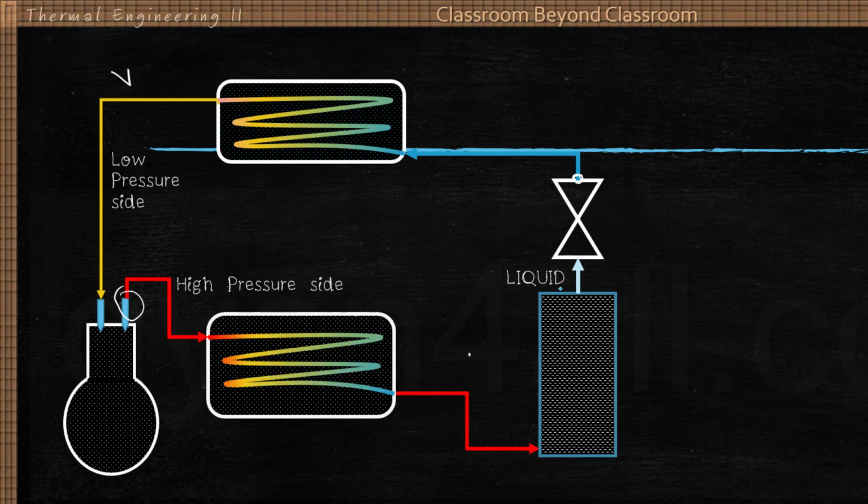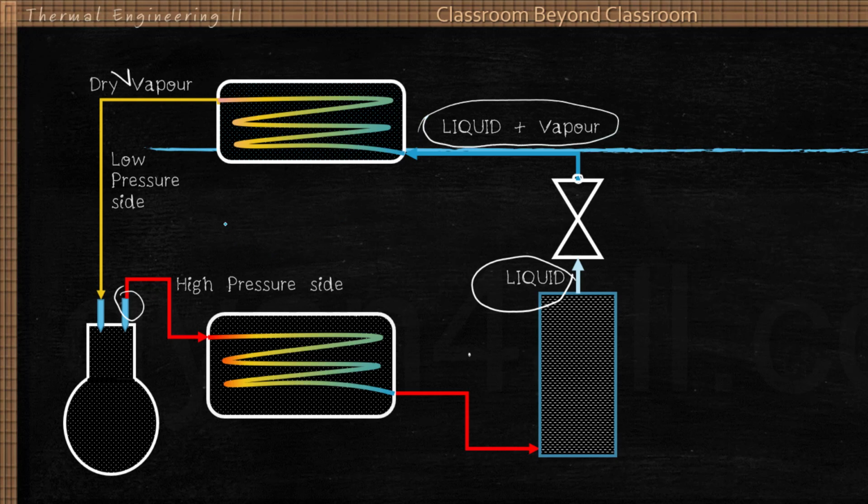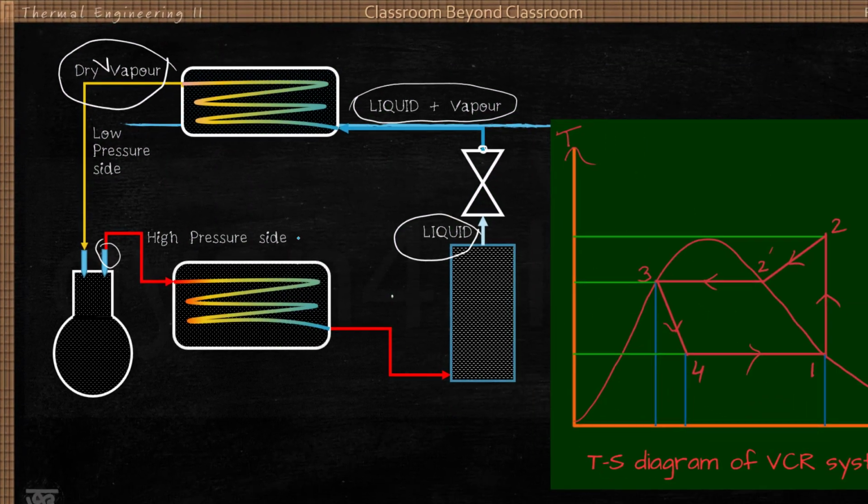Okay, it is liquid. It was what? Liquid plus, it was superheated steam. Now after expansion it will become liquid plus vapor. Then this becomes dry vapor, 100% dry.